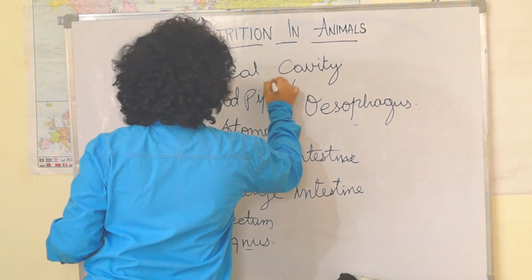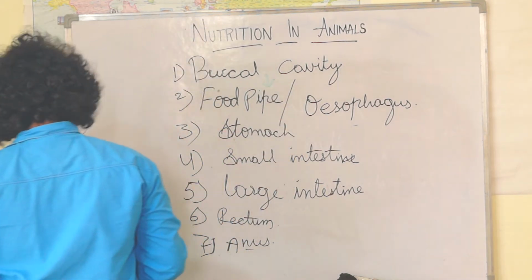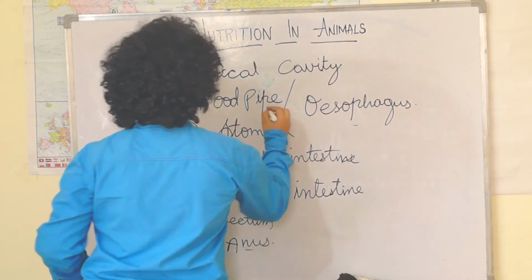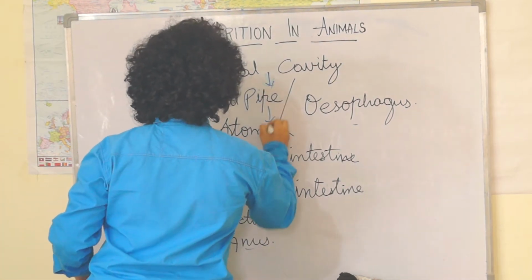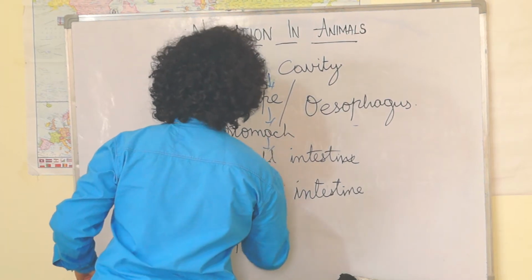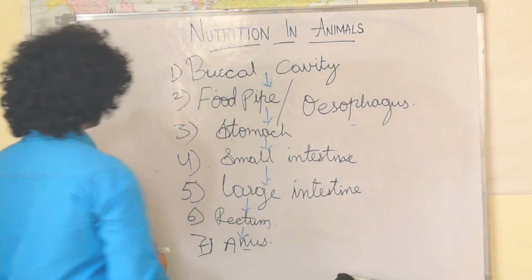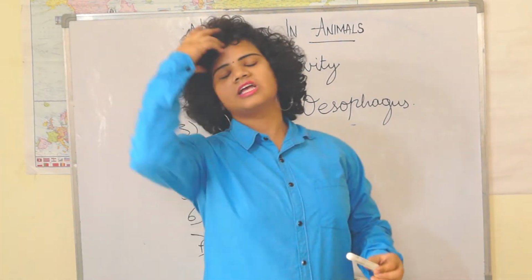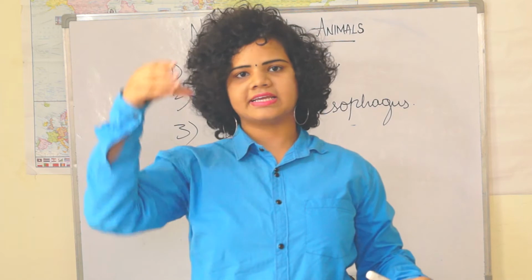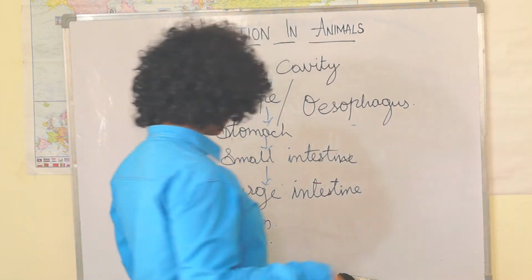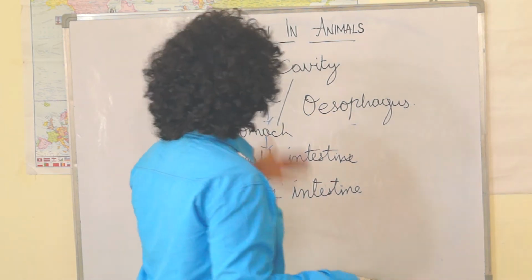So here you have the process. The food first enters into the buccal cavity and through the food pipe and through the stomach to the small intestine, large intestine, rectum. At last, the waste matter, the fecal matter, comes out from the anus. So this is how the system works.